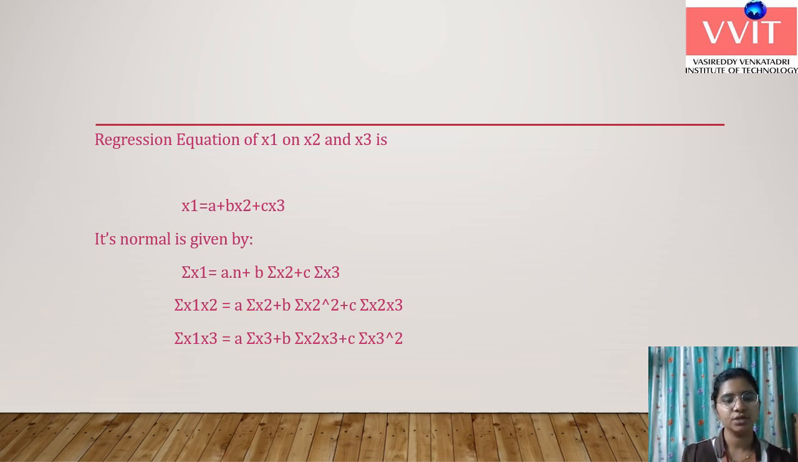Sigma x1 x2 equals a sigma x2 plus b sigma x2 square plus c sigma x2 x3. Sigma x1 x3 equals a sigma x3 plus b sigma x2 x3 plus c sigma x3 square. Here we are multiplying the dependent variable with the independent variables to get the normal equations.